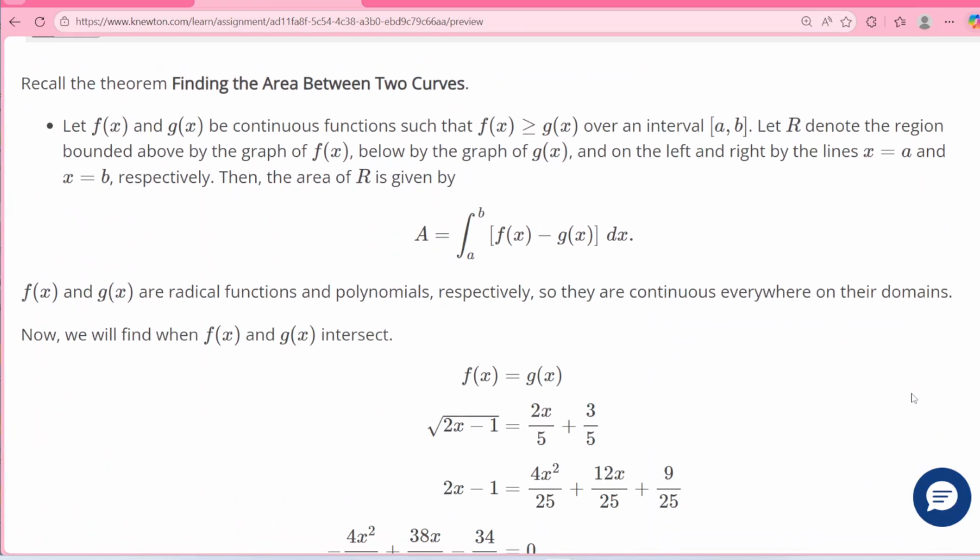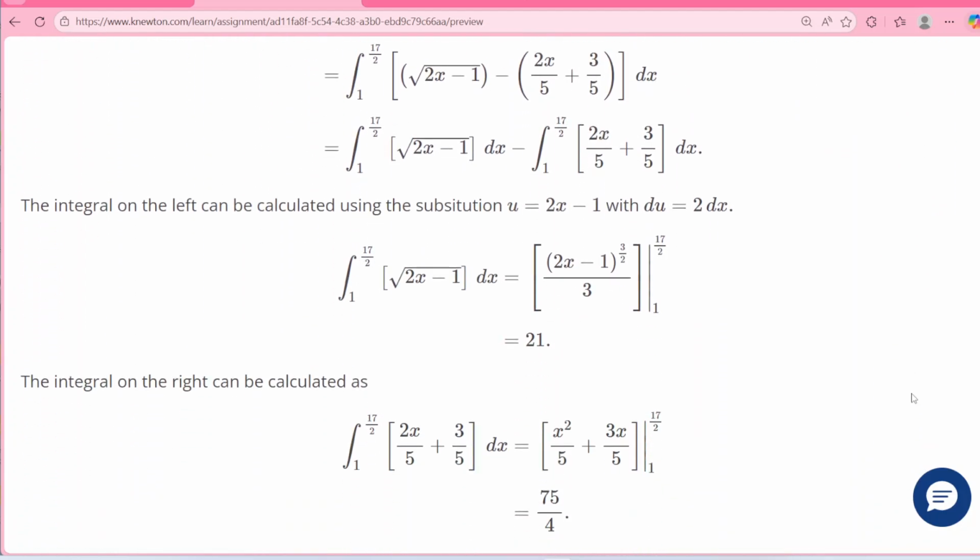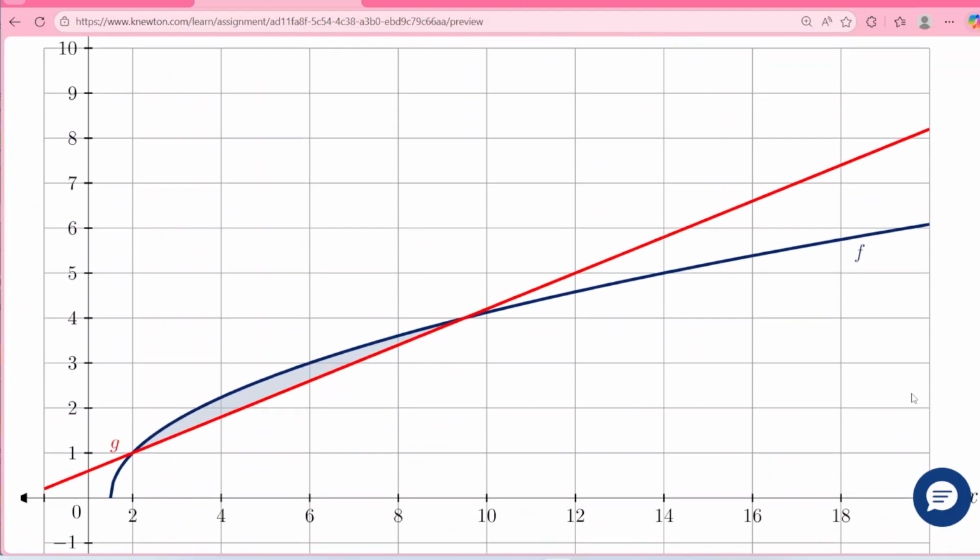Great. So again, they do the same thing. They actually take you through the integration, right? But you see the little picture here with the thin region between.